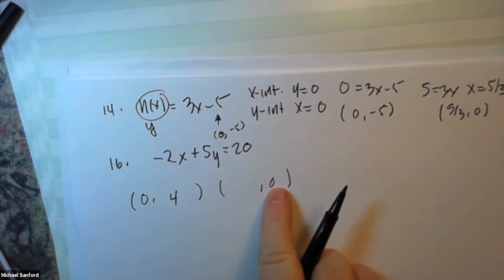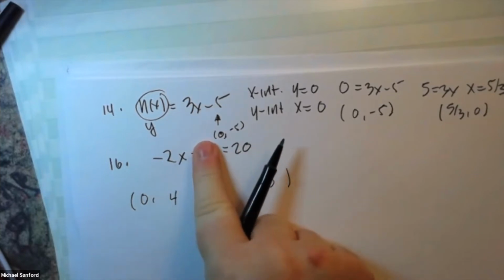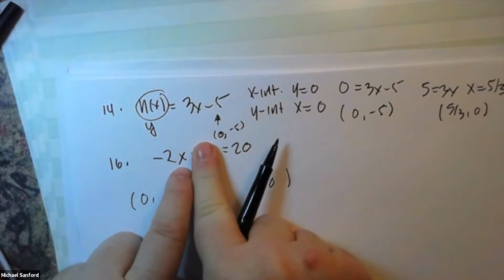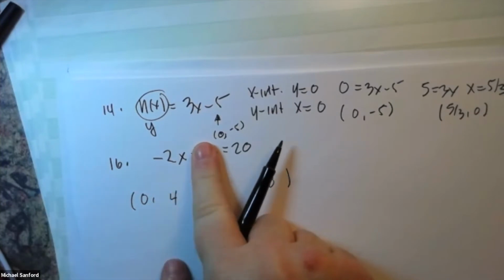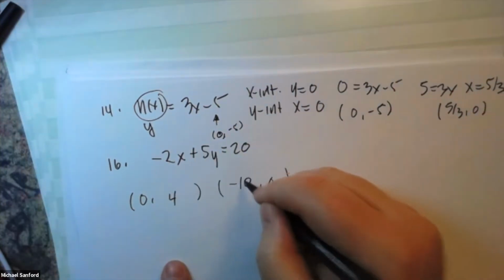Now, when y is 0, 5y would be 0, so I just put my finger over it and ask, what do I have to multiply -2 by to get 20? And you go, -10. Like that.